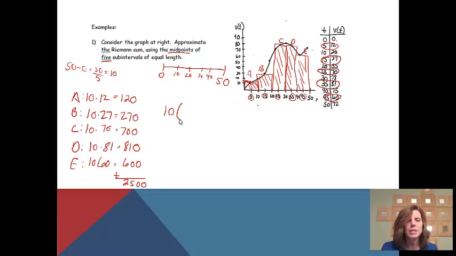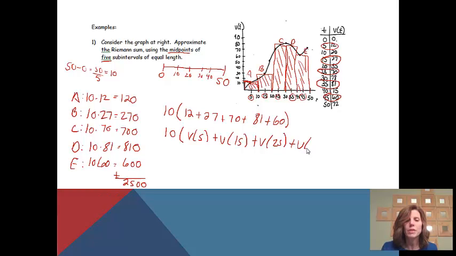I could have written it as 10 on the outside, and then I could have done 12 plus 27 plus 70 plus 81 plus 60. Okay, and another way that I could have written that, as long as we have equal intervals, which we did, we could have kept the 10 on the outside. Where did I get the 12 from? It was what was happening at 5. So I could have put v of 5 plus v of 15 plus v of 25 plus v of 35 plus v of 45. Okay, so all of these different ways would be equally acceptable to show your work.